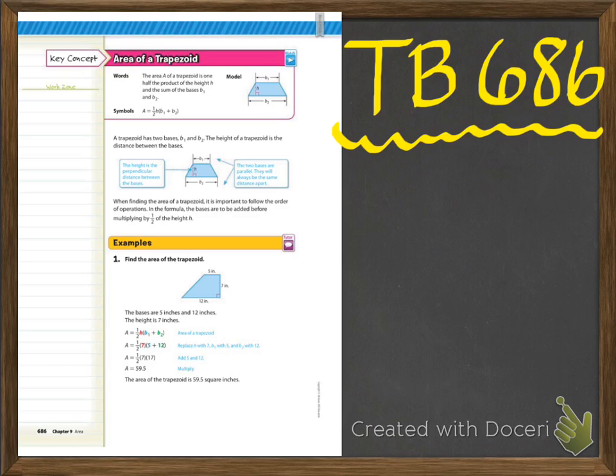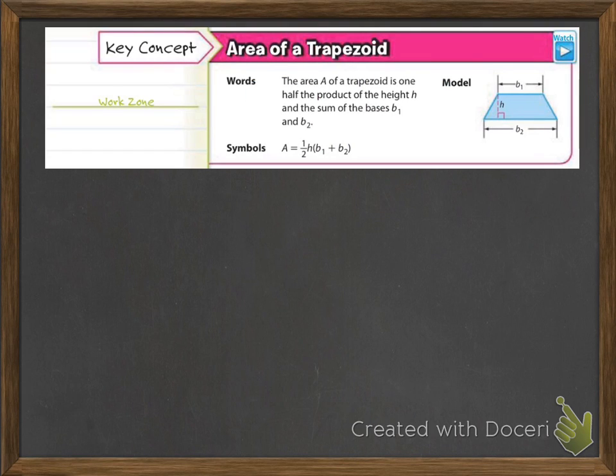Even if you don't really understand the concept from the real world link, that's okay. That was just sort of a warm up to get you connected to what we're going to be learning about. So at the top of page 686, you want to see the key concept, which is the area of a trapezoid. This says in words, the area A, notice they're pretty consistent about that area being a capital A, of a trapezoid is 1/2 of the product, which means to multiply, of the height and the sum, which means to add, of the bases 1 and base 2.